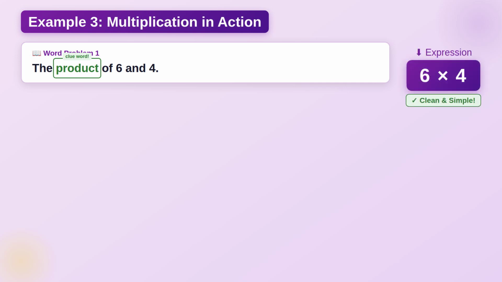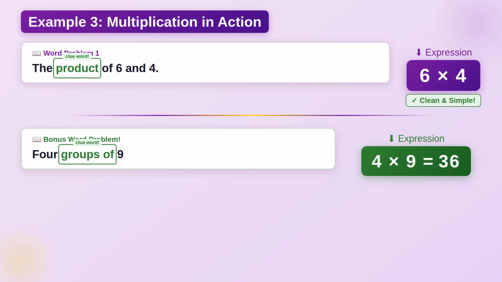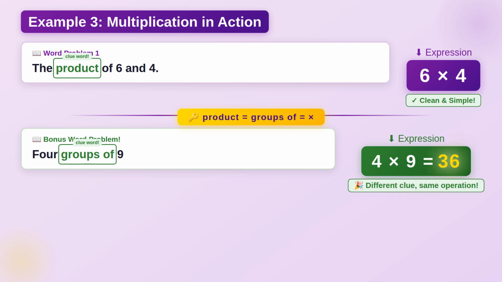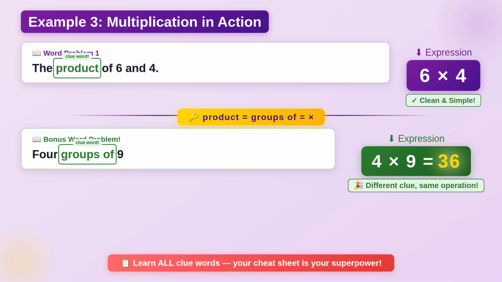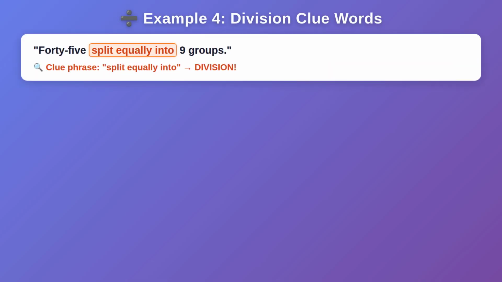Maya's next problem, the product of 6 and 4. Clue word, product. That's multiplication. Numbers are 6 and 4. Expression, 6 times 4. Super clean. But here's a bonus. What if it said 4 groups of 9? Same idea. Groups of means multiply. So 4 groups of 9 is 4 times 9, which equals 36. Notice how different clue words can mean the same operation. That's why learning all the clue words on our cheat sheet really pays off.